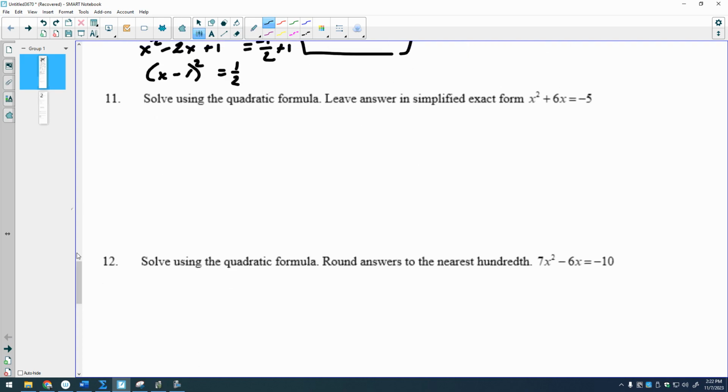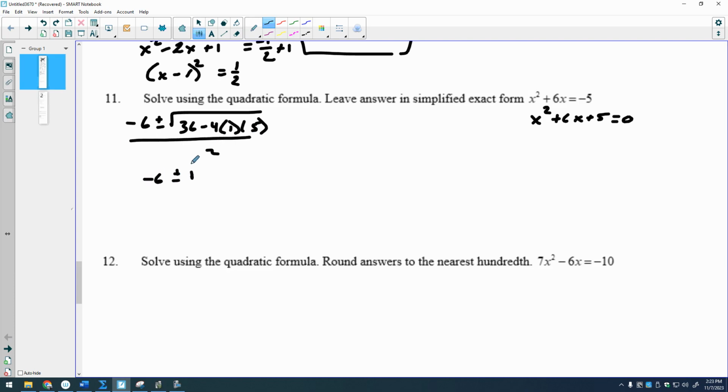Okay, question 11. Solve using the quadratic formula. Before I can use the quadratic formula, this thing has to be equal to 0. So that's my first step. I'm going to add 5 to both sides. Right-hand side becomes 0, left-hand side becomes that mess. And now just walk ourselves through it. Negative b plus or minus the square root of b squared minus 4 times a times c all over 2a.